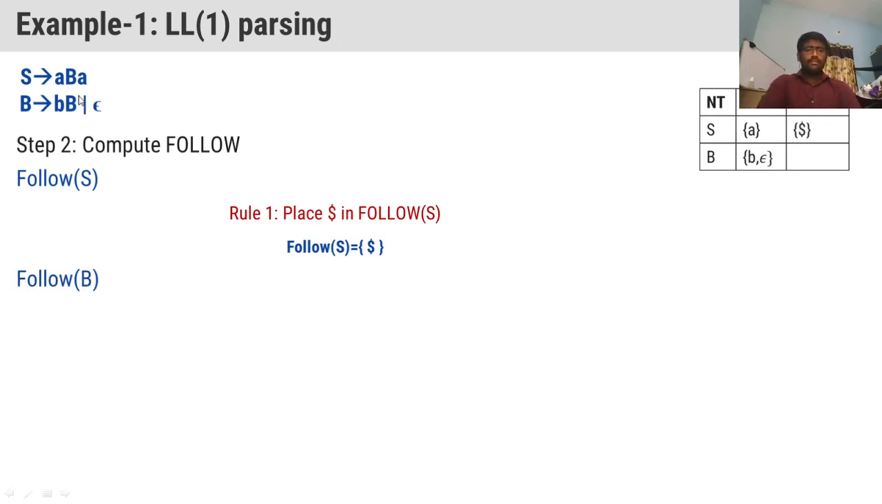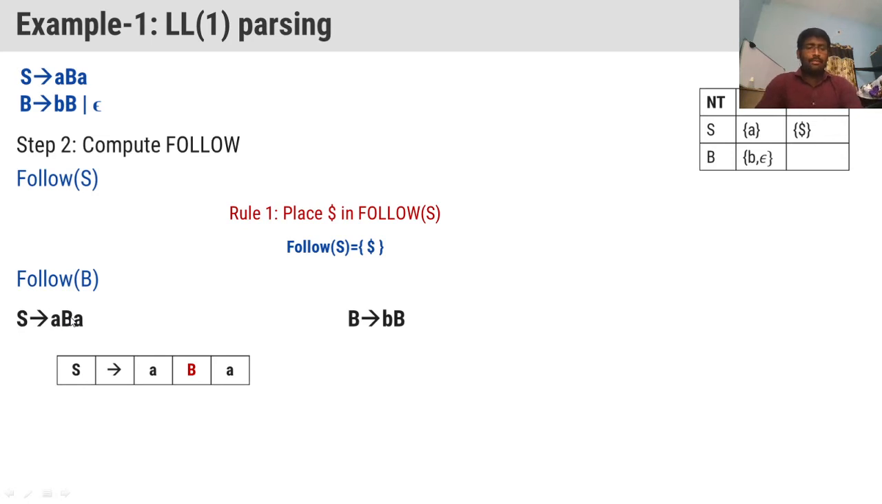Now we will go for follow of B. Here we have two cases. On the right hand side productions, observe carefully where capital B is present. In the first production, capital B is there, and in the second production also capital B is there. Two productions are there. We will see the first production now: S implies small a capital B small a.